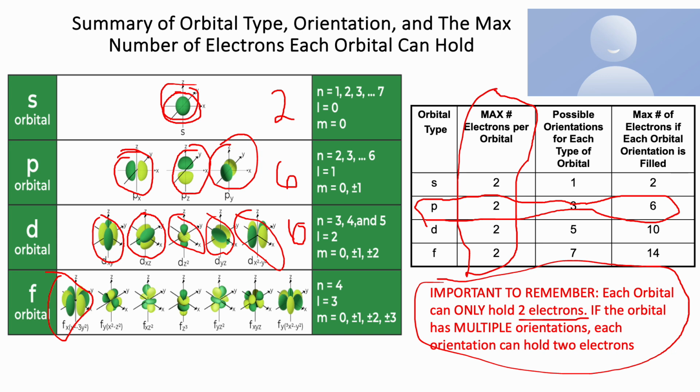And then F, we have 1, 2, 3, 4, 5, 6, 7. So there's 7 different orientations that these orbitals can be in. And so that means there's 2 electrons per orbital. So we can have a total of 14 electrons in your F blocks.